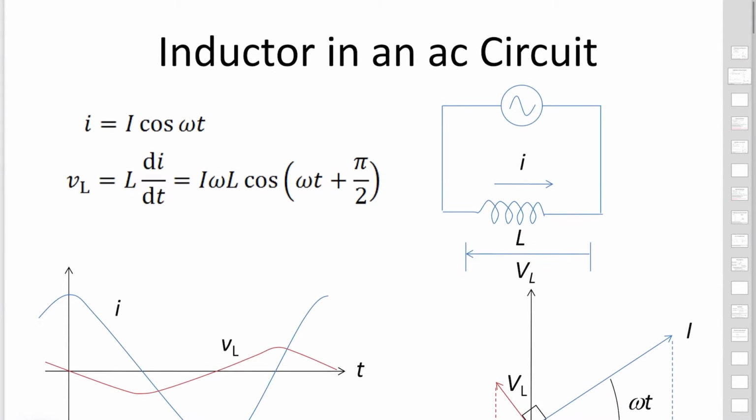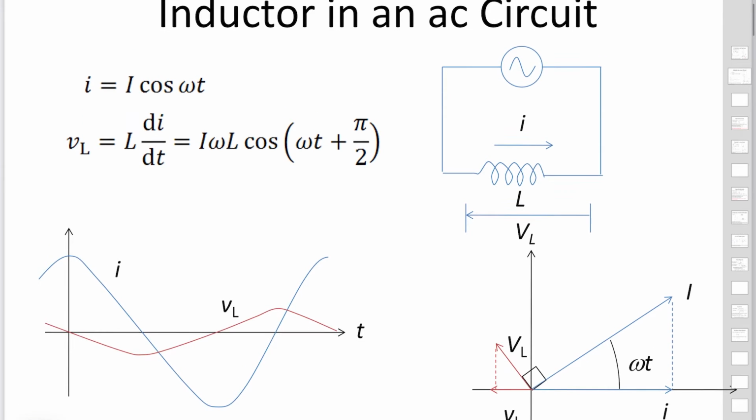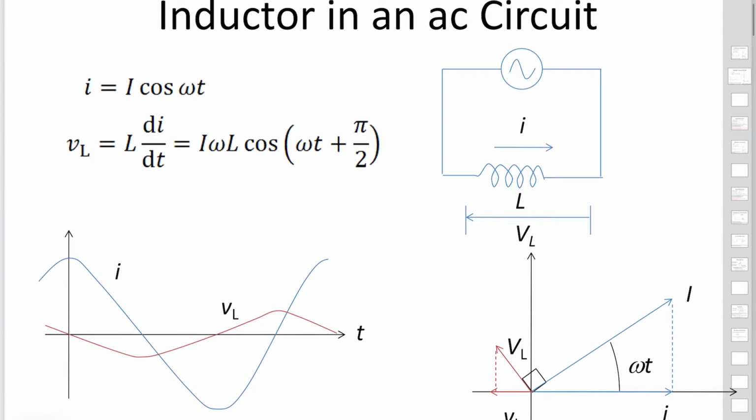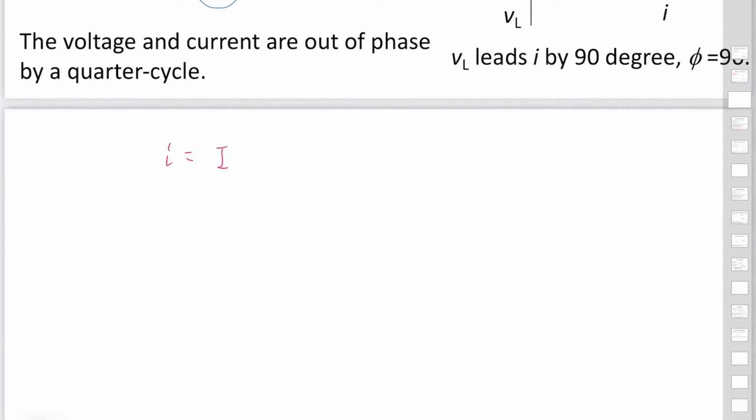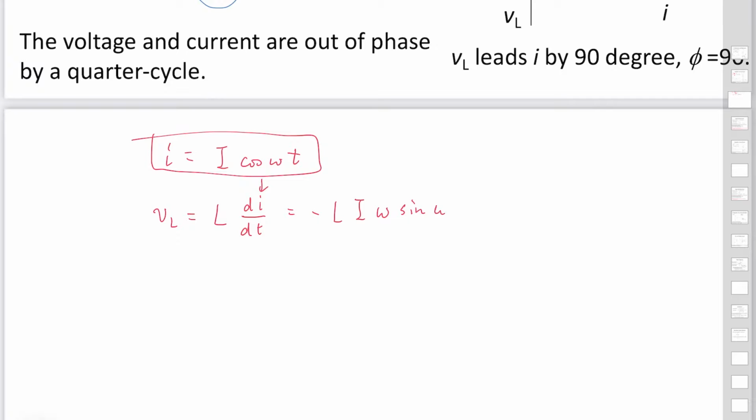Then next element is the inductor in an AC circuit. The expression for the current is exactly the same. Then voltage between the two ends of the inductor is expressed as L times di dt. I equal I cosine omega t. So V sub L is L times di dt. Then substitute, and this expression is minus L I omega sine omega t.